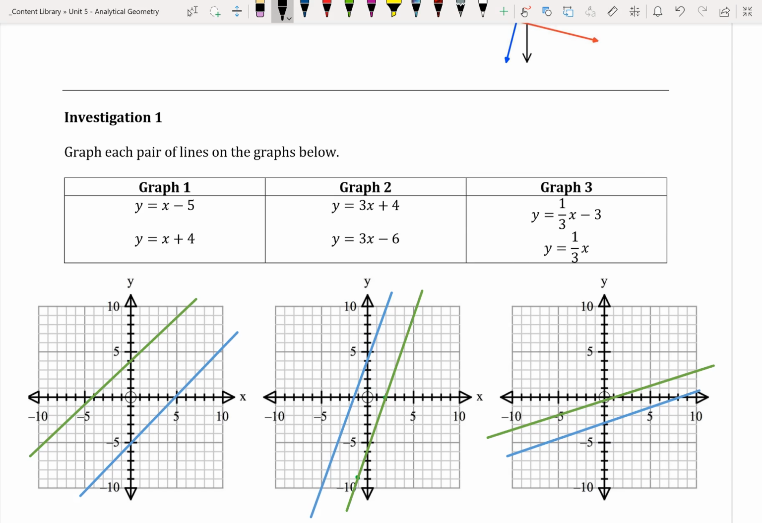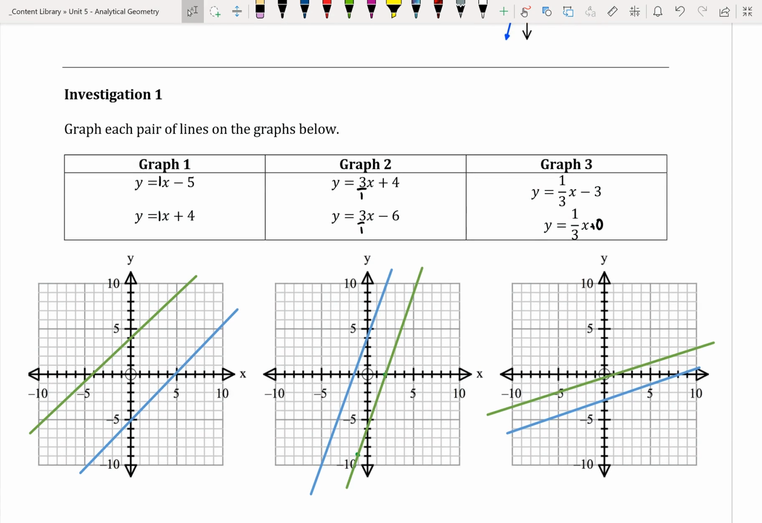So some things to point out. In my first one, if I see just x, that means my slope is 1. In graph 2, when I have a whole number, that means it's always over 1, so that's how you can figure out your rise over run. And then for graph 3, if I don't see anything added, that means it's a plus 0. It's the only number that I can add where I'm adding nothing, so I don't need to show it. So we've graphed the pairs below, and what do we notice when we're looking at them?